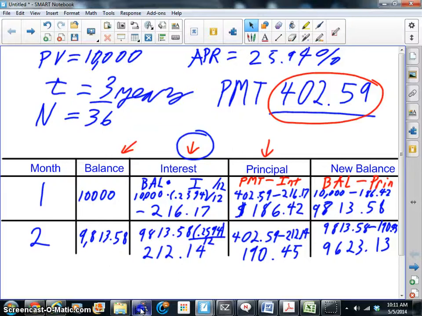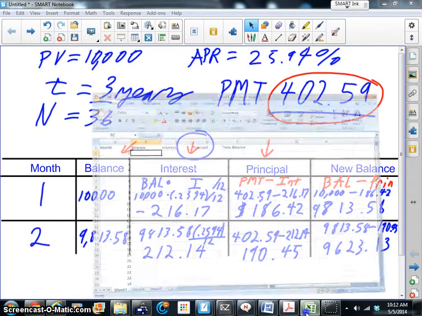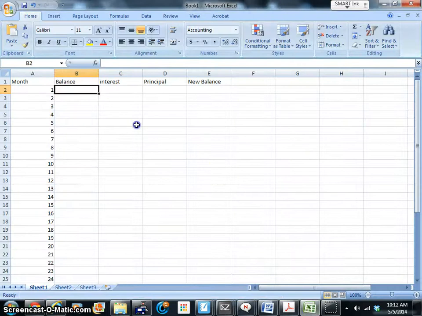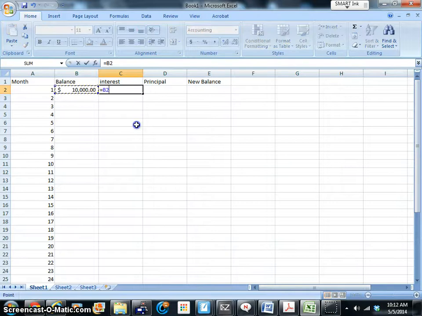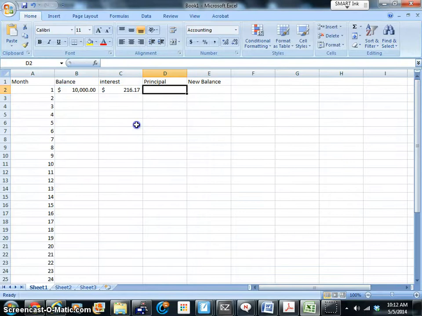And let me show you one more trick. One more thing before I finish. I have my balance. Remember where our balance was $10,000. This is what I'm going to be doing. Interest is equal to this 10,000 times 0.2594 divided by 12.